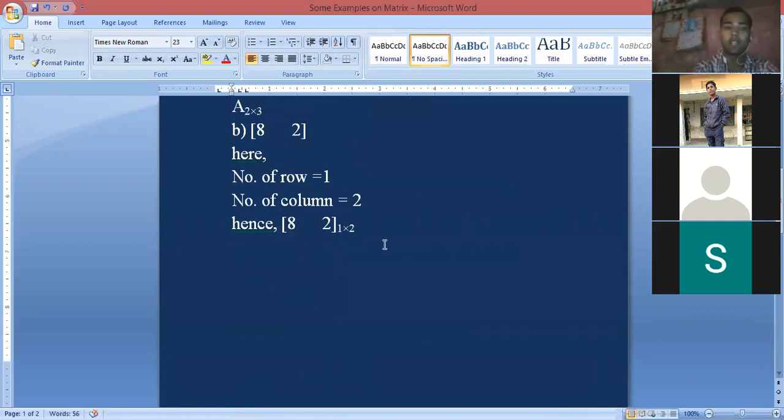Is it okay? Yes, sir. This is because the given matrix has no appropriate name. But if the name of the matrix is given, we can denote the matrix by its name only. No need to write its elements.